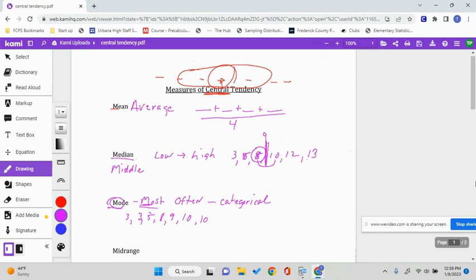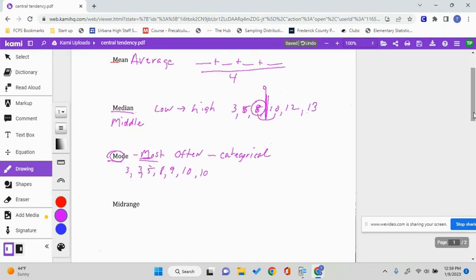The last one that we're going to talk about is mid-range. Mid-range is one that we don't really use much because it's not the greatest measure of central tendency, but it is technically a measure. So it's low plus high, and then you divide by 2. Here's why mid-range is not good.